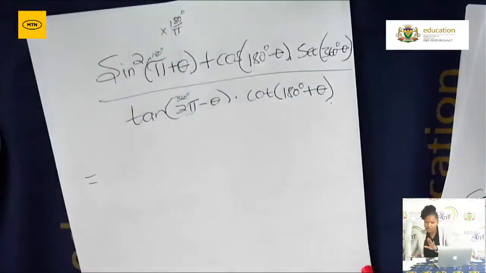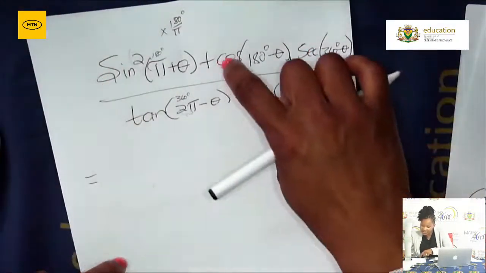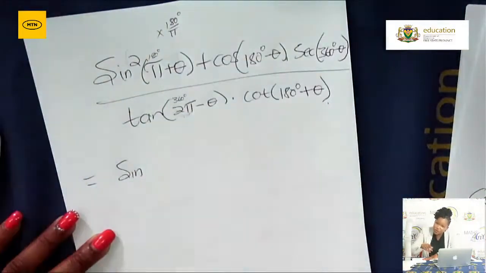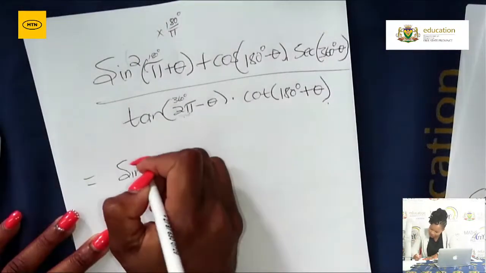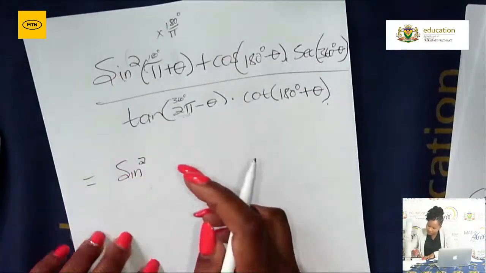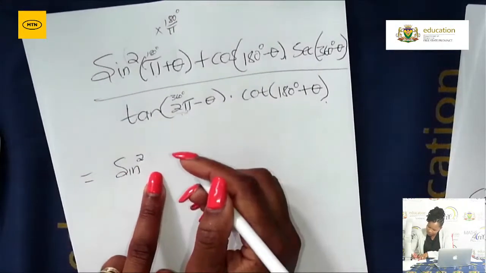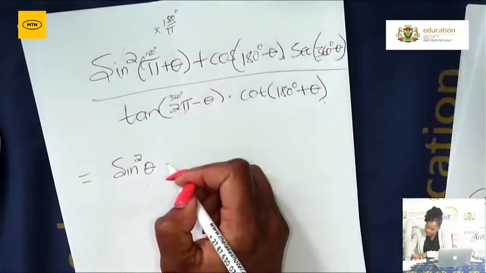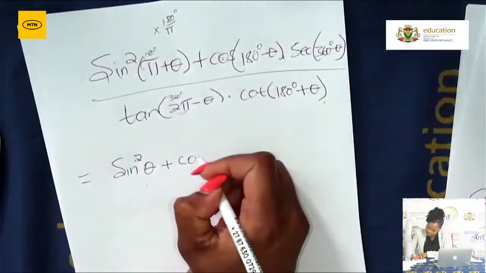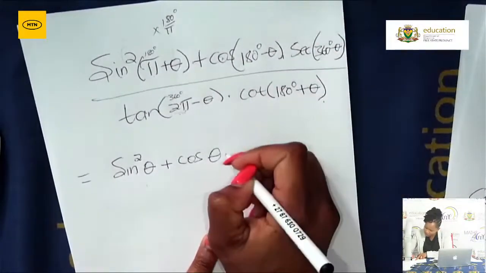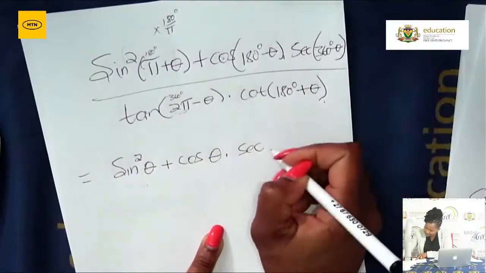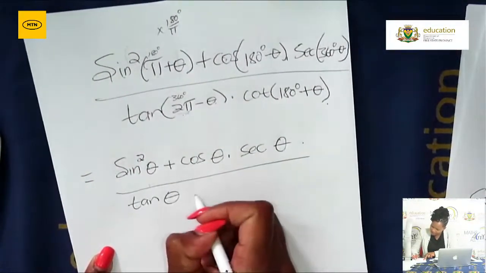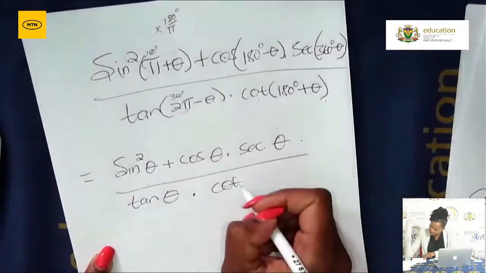So if you don't want to make mistakes, better write everything as they are. Write this sign, and then we deal with the sign, whether negative or positive, after. So we bring down sine squared theta. Then we also bring down plus cos theta, and then we bring down multiply by sec theta over tan theta times, bring down this cot theta.